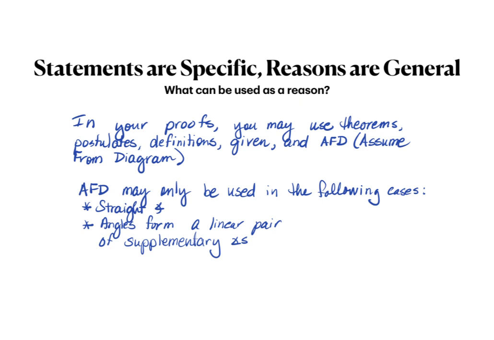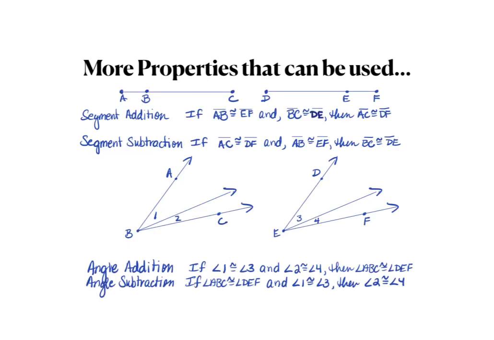In your reasons column, you may use theorems, postulates, definitions, given, and now I'm going to let you use a reason that's called assume from diagram. Assume from diagram can be used in a very limited number of cases. You can assume straight angles from a diagram. You can also assume angles from a linear pair of supplementary angles. And of course, the theorems that you use have to be theorems that we have covered in class to this point. Here are some more properties that can be used in your proofs going forward.